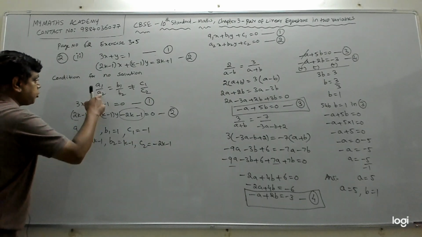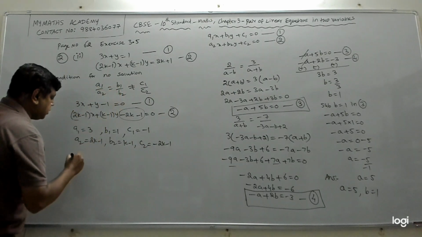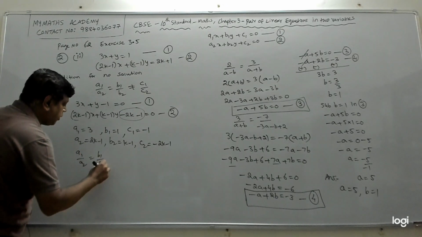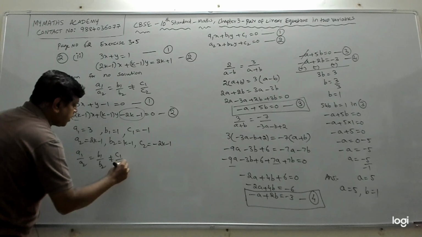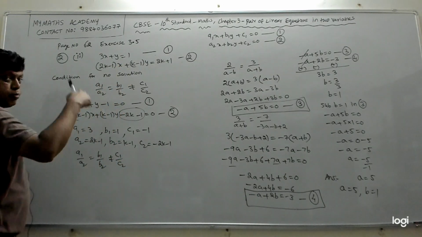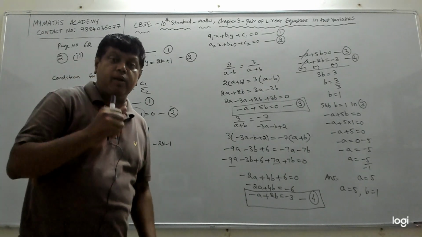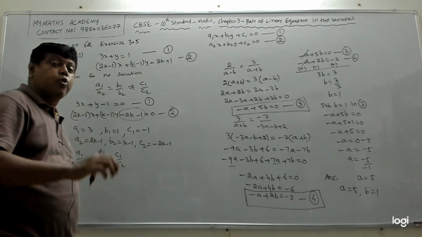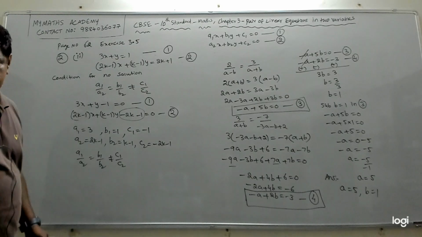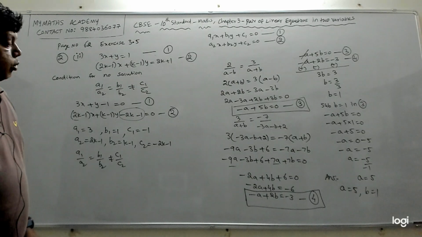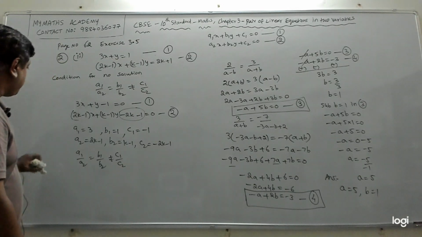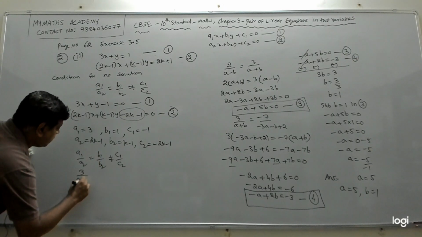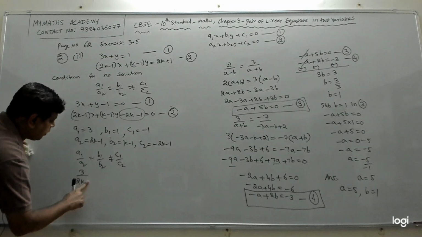Fine. Now let's substitute a1 by a2, b1 by b2. So the condition is a1 by a2 equal to b1 by b2 not equal to c1 by c2. This is the condition for no solution, because the question in the book is for what value of k the given set of equations will have no solution. Now let's substitute: a1 is 3, a2 is 2k minus 1.